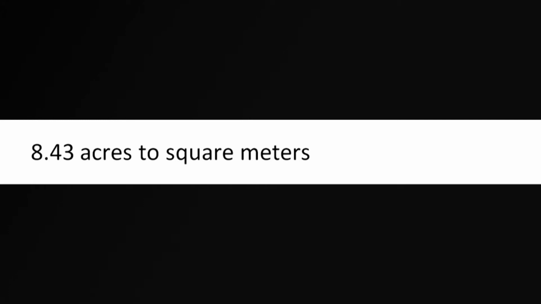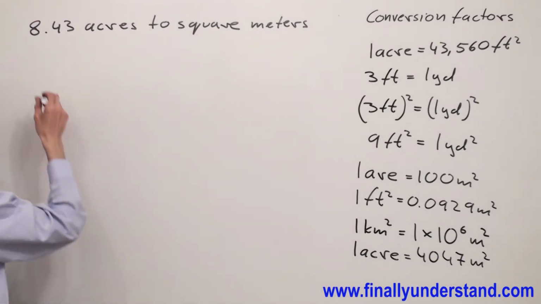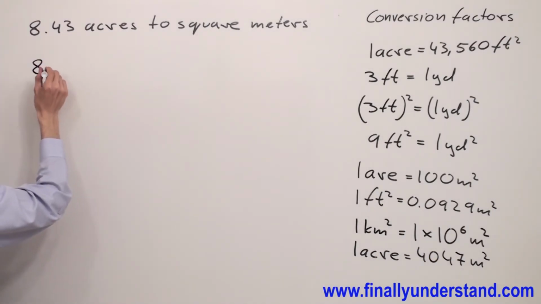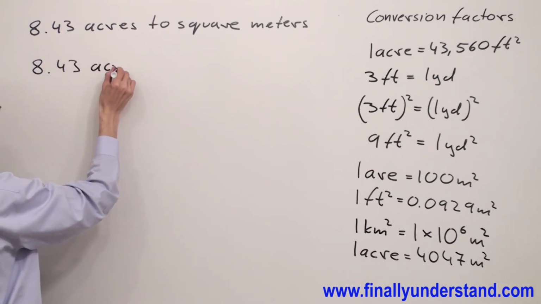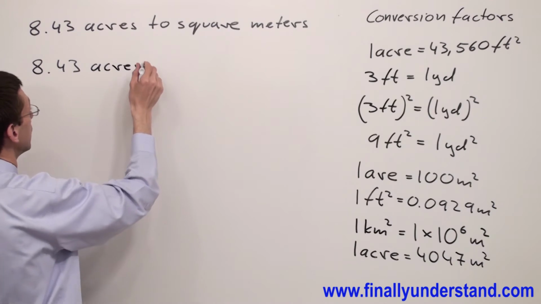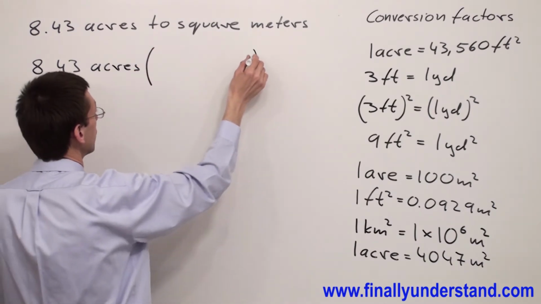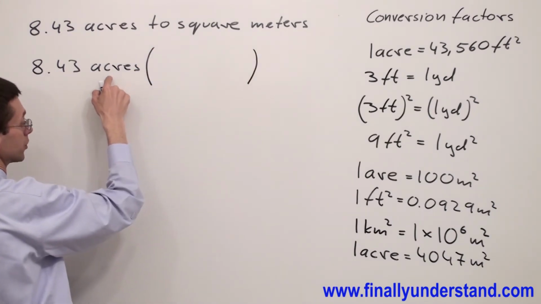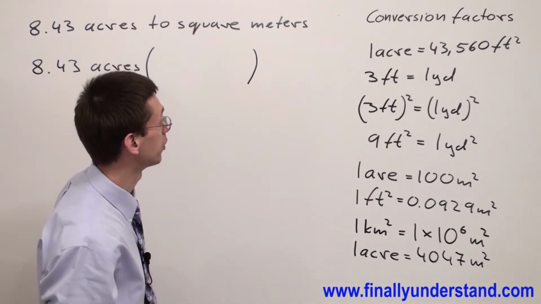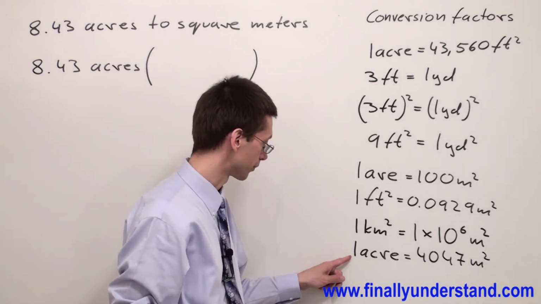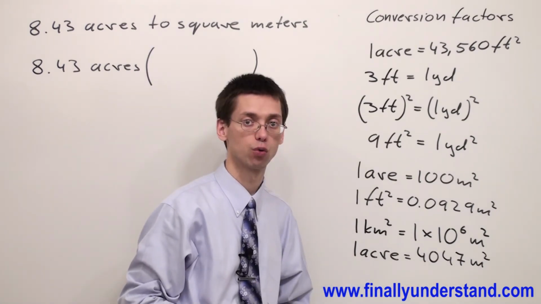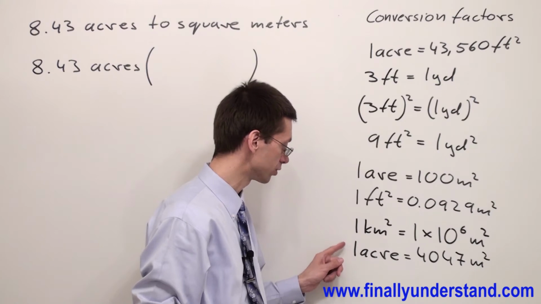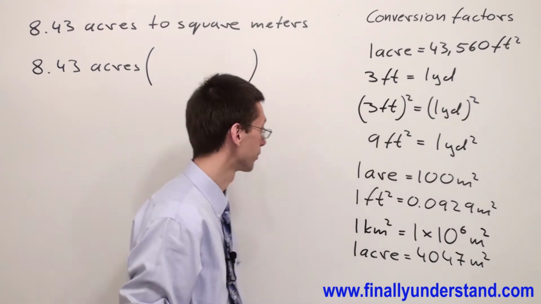We have to convert 8.43 acres to square meters. We write this problem as 8.43 acres. Now, we have to eliminate acres. We're supposed to use the proper conversion factor. 1 acre is equal to 4,047 square meters. This is the conversion factor which I'm supposed to use.